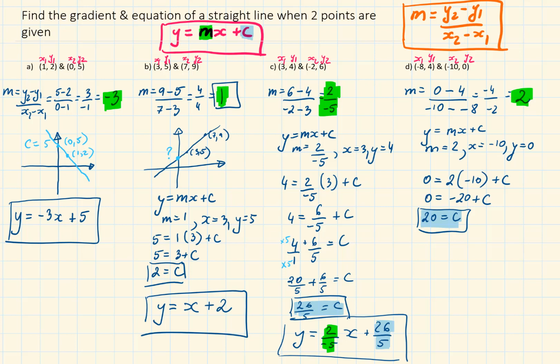And now we just have to plug in the values into the general formula of the equation of the straight line. So y is equal to mx plus c. So we had plus 20 and we had 2 our gradient.